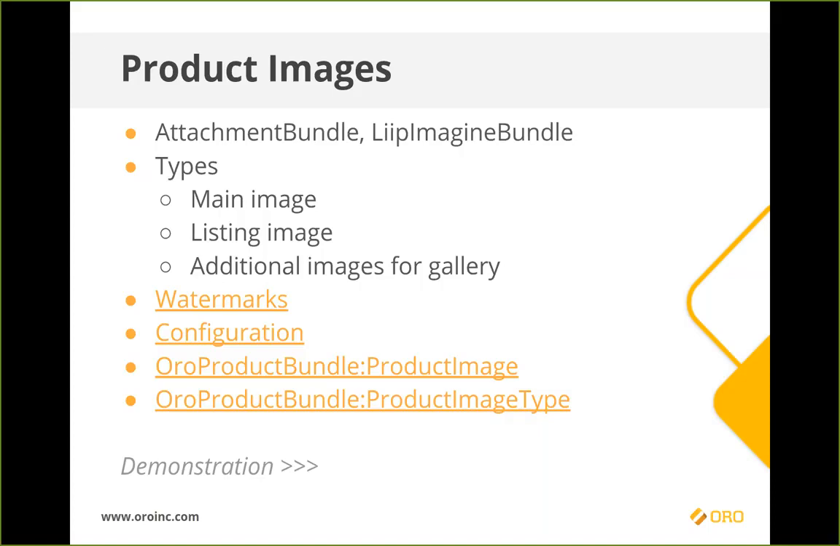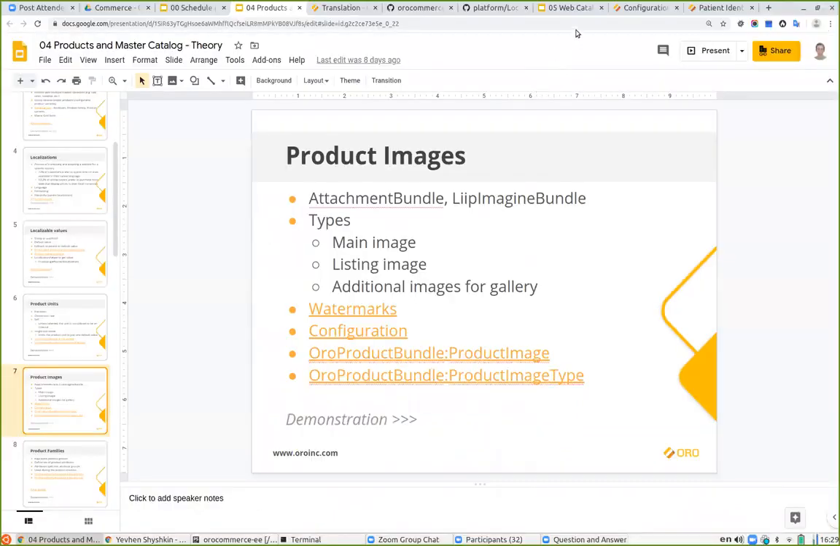There are three main types of images. It's a main image, a listing image, and an additional image for the gallery. So what's the difference? The main image is used on the product details page, the listing image is used on the product listing page, and additional images are used only for the gallery. Let us try to assign some images to our product, or just have a look at some existing products and see how it works.